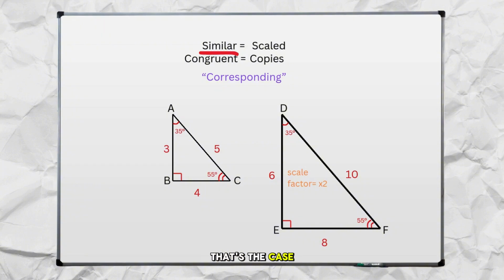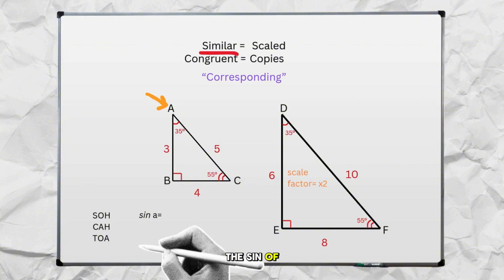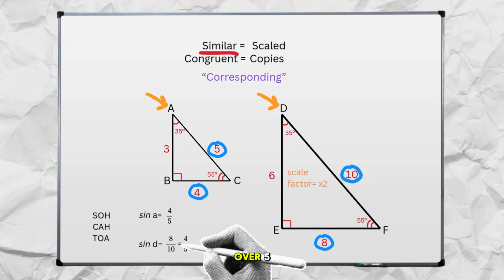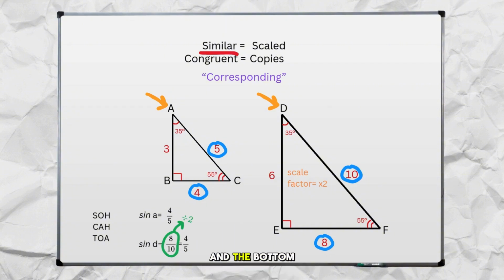Now, even though that's the case, when it comes down to my trig ratios, my SOH CAH TOA, they are the same. So let's think of the sine of A and we'll compare it to the sine of D, corresponding angles. Sine of A is going to be opposite over hypotenuse, which is 4 over 5. Now for the sine of D, it's going to be 8 over 10, but that simplifies down to 4 over 5 when I divide both the top and the bottom by 2. So as you can see, the corresponding angles that are similar have the same trig ratios, even though the lengths may be different.